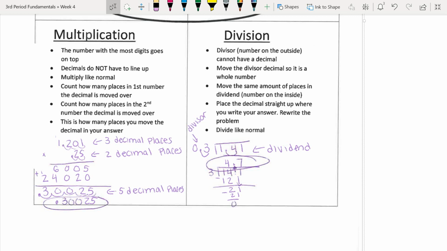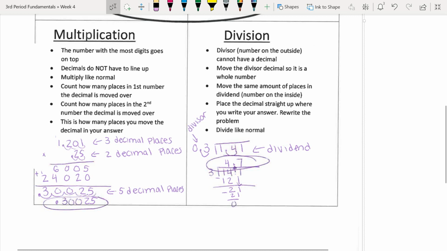And so in these bullet points, there are some new words, especially in the first bullet point. There's something called a divisor. A divisor is just the number on the outside of our division house. And it's really important to know that if there's a number outside the house and it has a decimal point, we don't like that. We can't really divide very well if there's a decimal outside the house. So then, second bullet point says, well, move the divisor decimal, so the number outside the house, we have to move its decimal so it becomes a whole number.